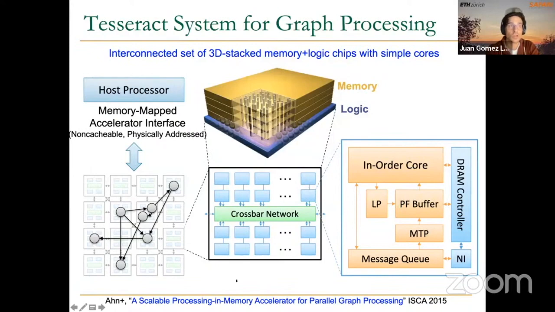What do we have inside the logic layer? We have a bunch of these blue squares that are small processors, very, very small in-order cores that have access to the memory layers through a memory controller, and also have access to a network interface for communication with other cores inside the same stack using this crossbar network, or to other cores in other cubes, as you see here on this part of the figure.